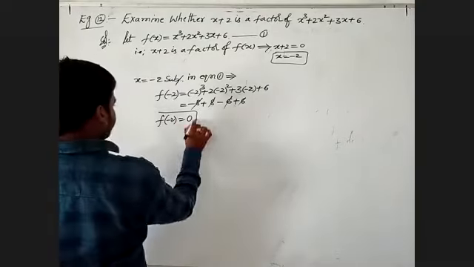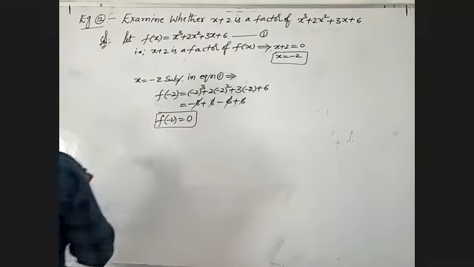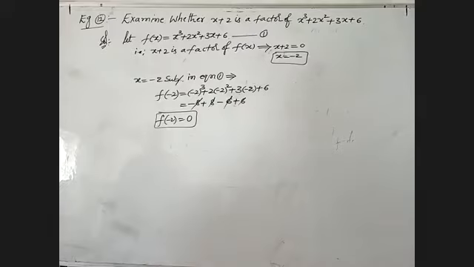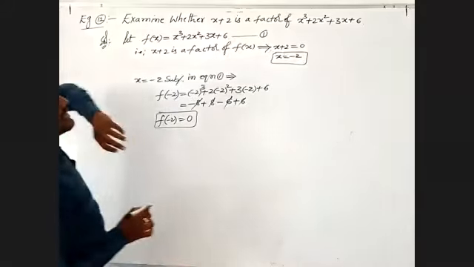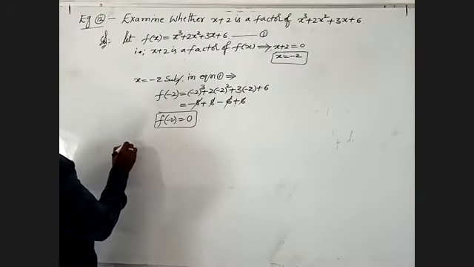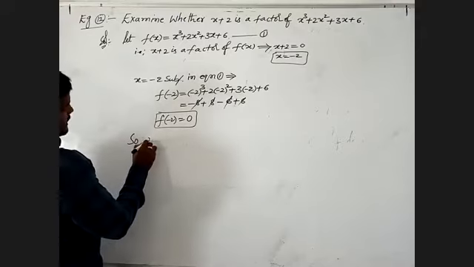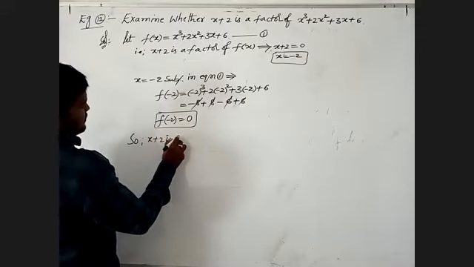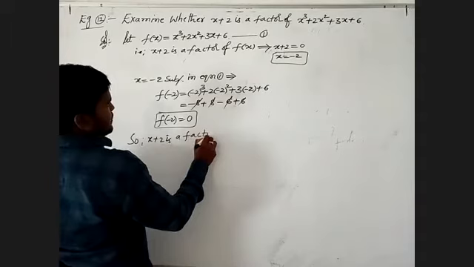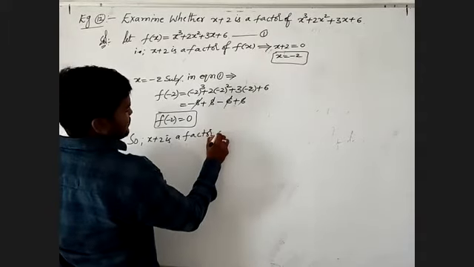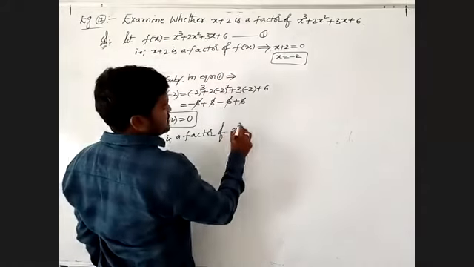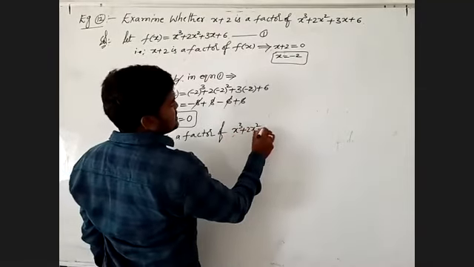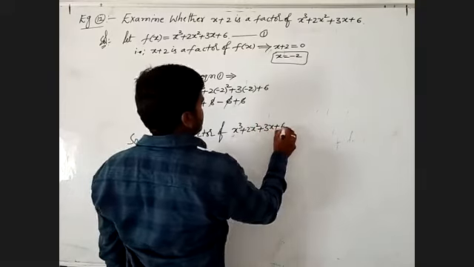We will observe, the remainder must be equal to 0, which means the given one is a factor of the given polynomial. So x plus 2 is a factor of f of x. Factor of what is the f of x? x cube plus 2x square plus 3x plus 6.